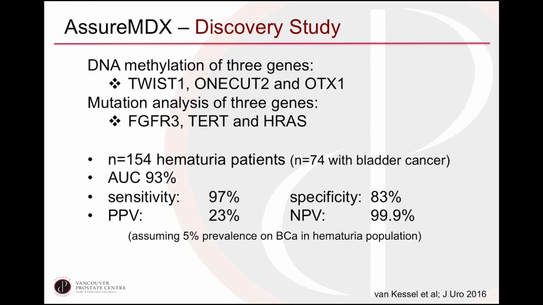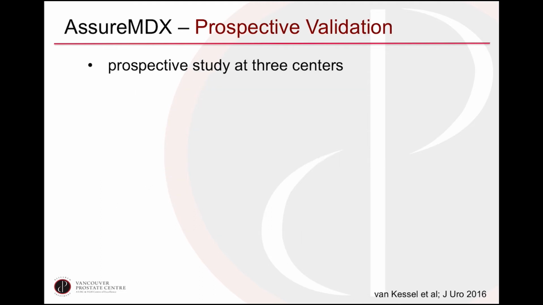The sensitivity was great at 97%. The specificity was also pretty good at 83%. The negative predictive value is worth highlighting, 99.9%. This is assuming a prevalence of 5% bladder cancer in a hematuria population, even though the study was done at almost 50%, so a bit of a disparity there.